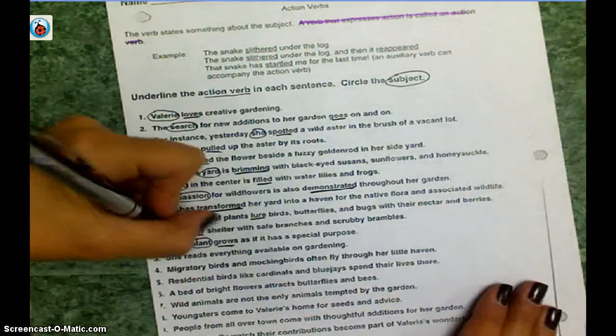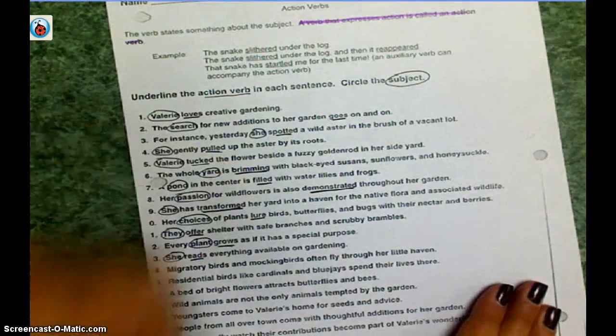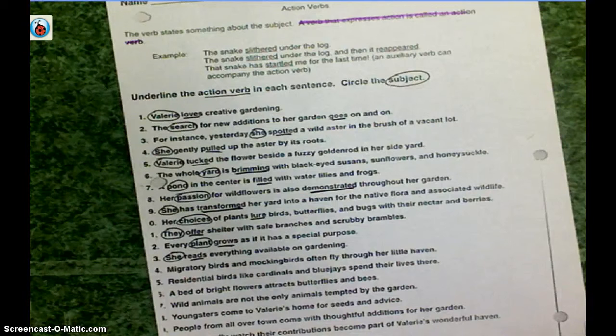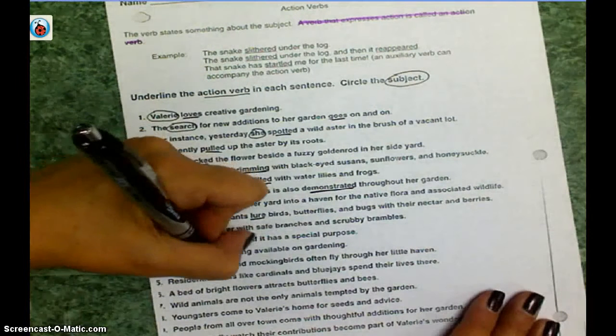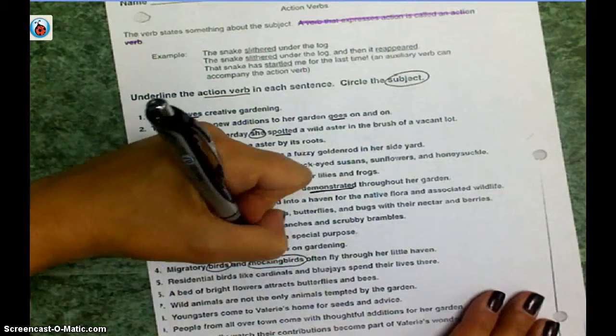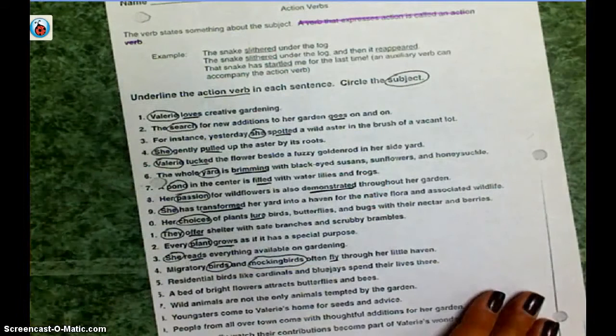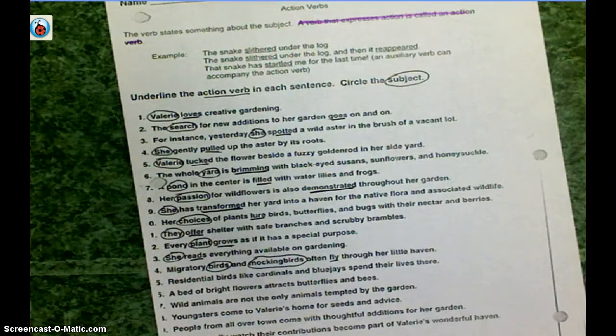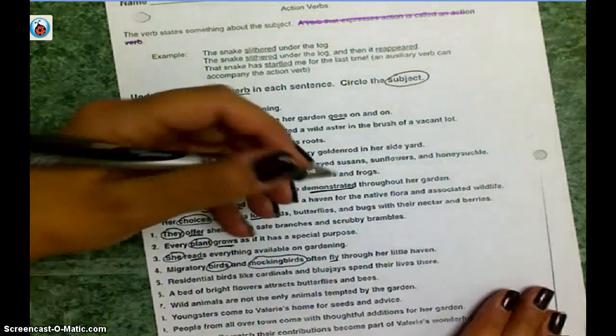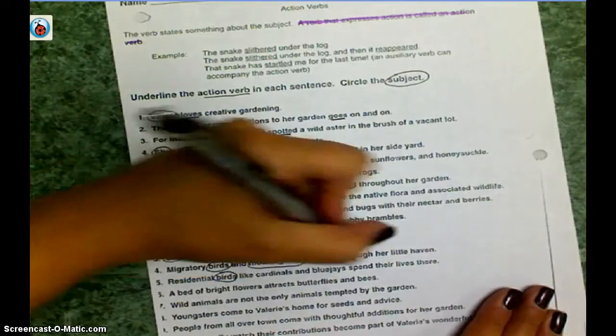Number 13, she reads everything available on gardening. Who or what did it? She. What did she do? She reads. Migratory birds and mockingbirds often fly through her little haven. Who or what did it? The birds and the mockingbirds. And what do? They fly. Number 15. Residential birds like cardinals and blue jays spend their lives there. Who or what did it? Birds. What do? They spend.